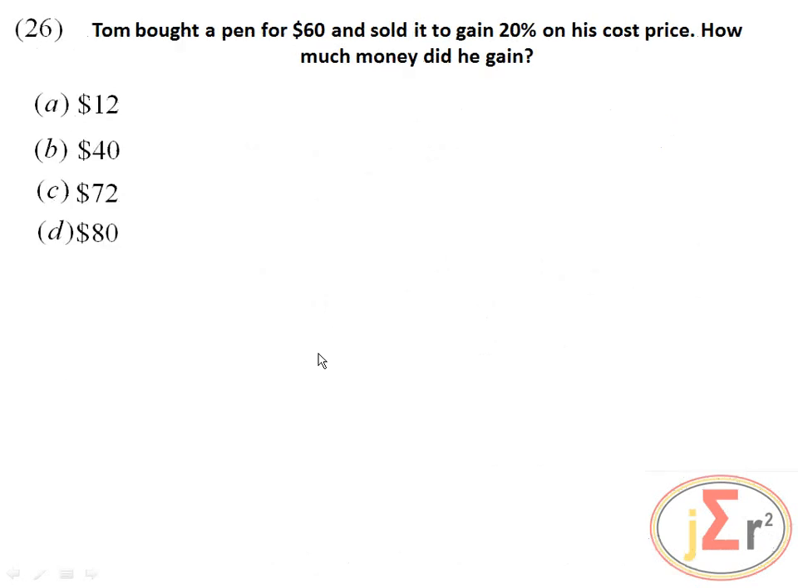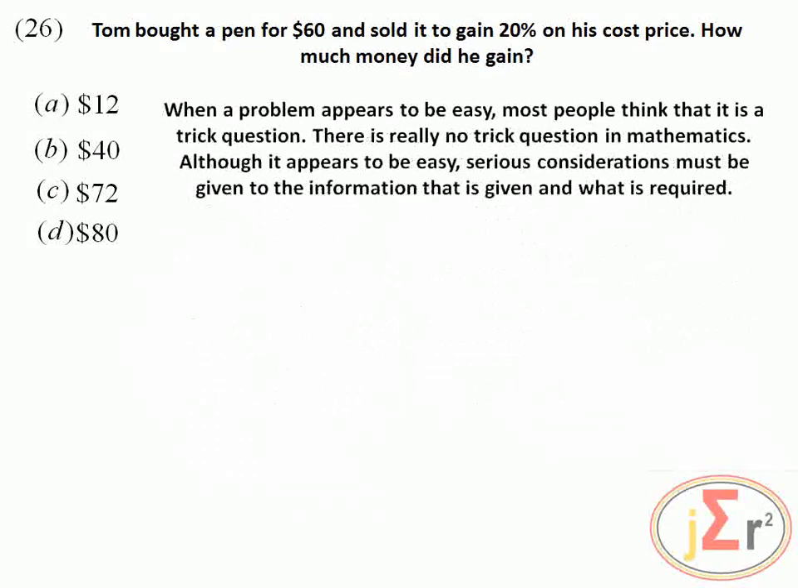Tom bought a pen for $60 and sold it to gain 20% on his cost price. How much money did he gain? When a problem appears to be easy, most people think that it is a trick question. There's really no trick question in mathematics. Although it appears to be easy, serious consideration must be given to the information that is given and what is required.